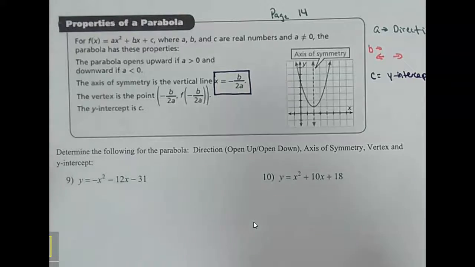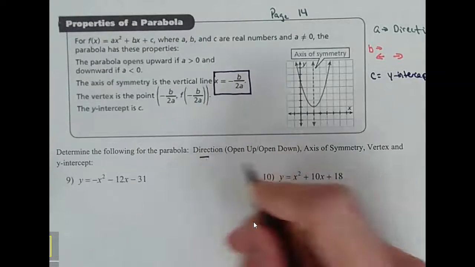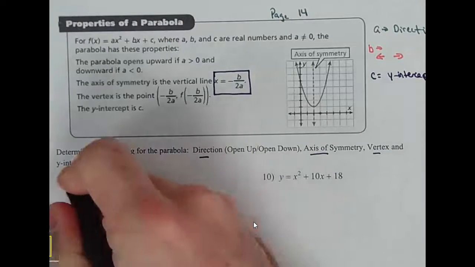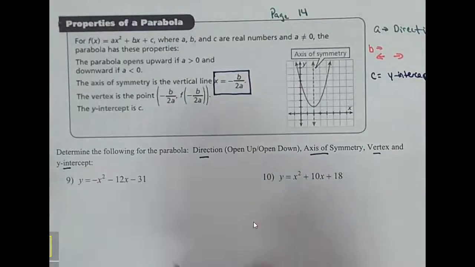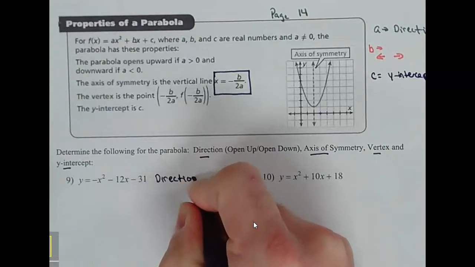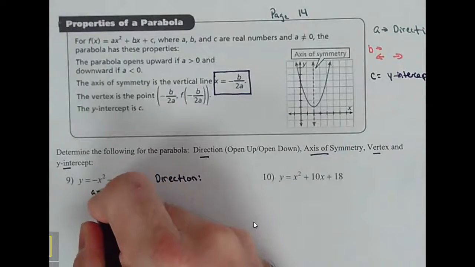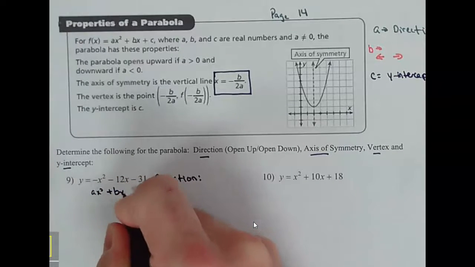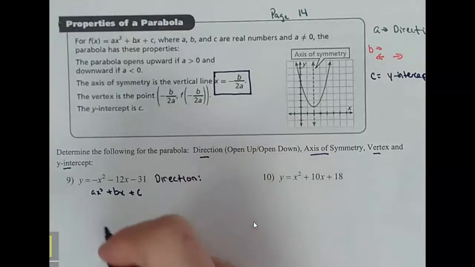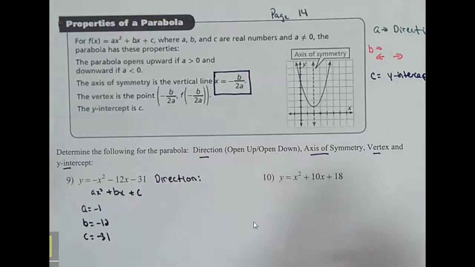Overall, guys, we want to identify four different things in this case: the direction, the axis of symmetry, the vertex, and also the y-intercept of this graph. So for this first equation, we want to identify the direction. It's helpful to identify what a, b, and c are to start the process. Ax squared plus bx plus c is standard form. In this case, a is negative 1, b is negative 12, and c is negative 31.